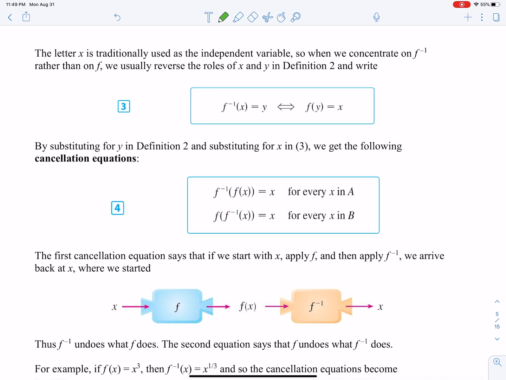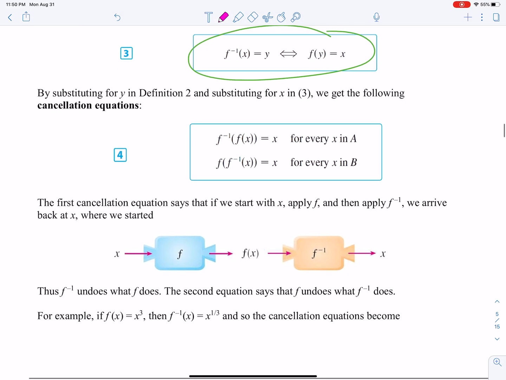Let's see, the letter x is traditionally used as the independent variable, the input. So when we concentrate on f inverse rather than on f, we usually reverse the roles of x and y in definition 2. All right, so we talked about this one a minute ago, and that brings us back to how we find the inverse function, right? Remember, we magically switch the x and the y and solve for the new y. We'll do some of those in a little bit.